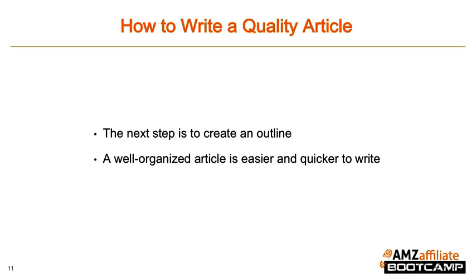Without an outline, you might get stuck or get writer's block, or you might wander off topic as you start to write. A well-organized article is easier and quicker to write if you outline from the get-go. It's also more interesting for your reader, so they'll stay longer and it's more motivating. They're more likely to take your advice and click that affiliate link if there's a natural flow to it.